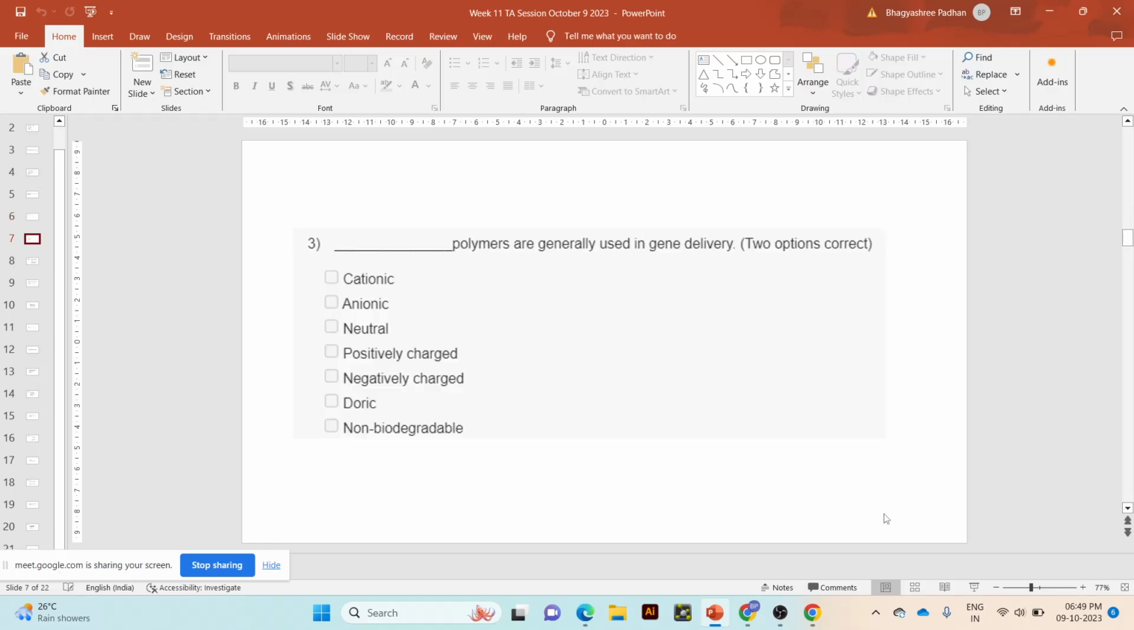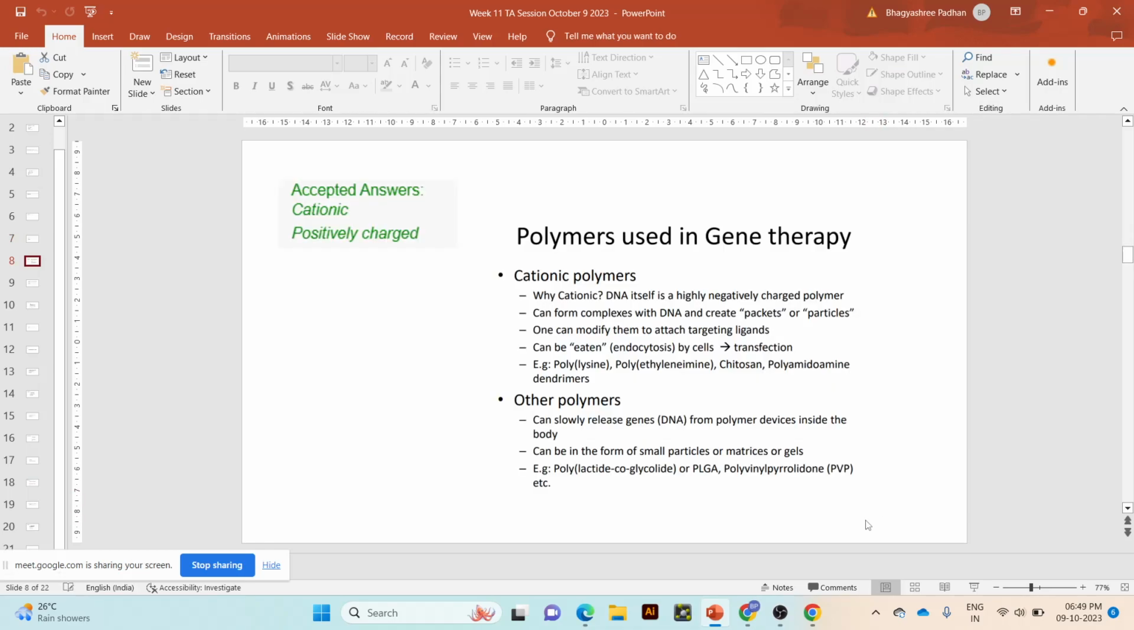This was the third question. Dash polymers are generally used in gene delivery. You have to select two correct options. So the kind of polymers that are used in gene delivery are basically cationic or positively charged. So these two will be the correct options. Because cationic or positively charged polymers can interact with the DNA, which is highly negatively charged, to form complexes, and also it can be endocytosed by cells. So we need it to be cationic and positively charged.